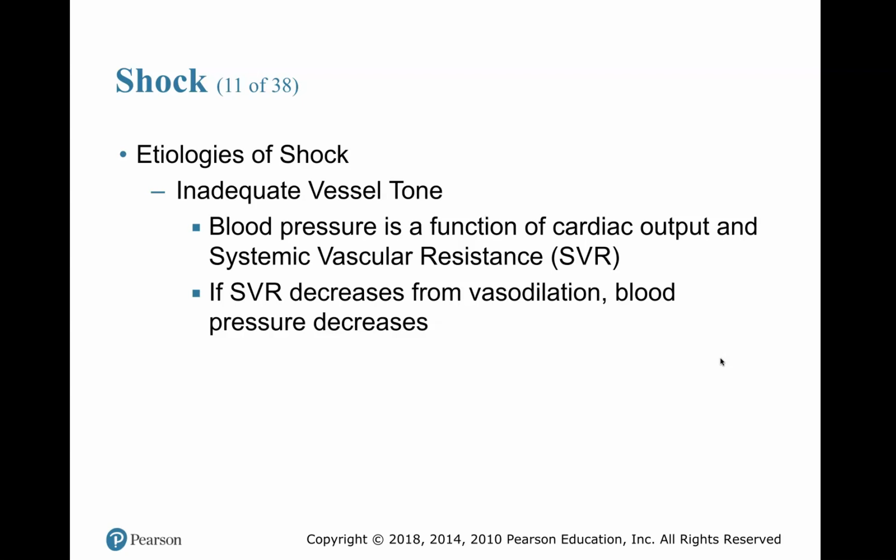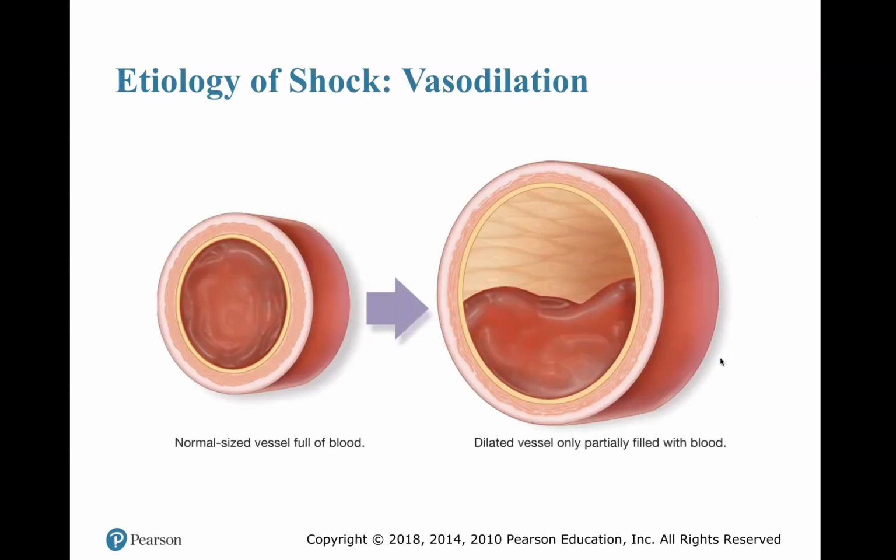Inadequate vessel tone. Blood pressure is a function of cardiac output and systemic vascular resistance. If SVR decreases from vasodilation, blood pressure decreases. On the left you see a normal blood vessel, and on the right you see a dilated blood vessel. So there's still the same amount of blood, except now there's more space in the vessel.